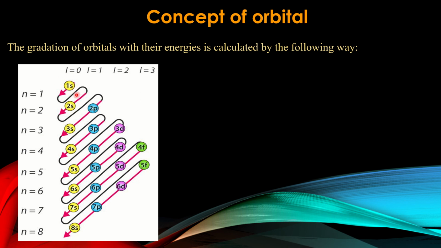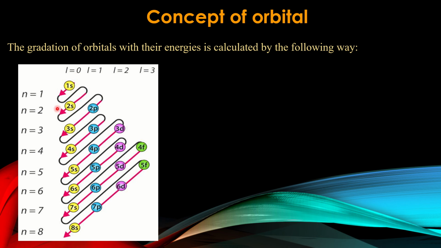At first you will write 1s, and 2s just below 1s, then 2p side by side, then 3s, 3p, 3d, 4s, 4p, 4d, 4f, 5s, 5p, 5d, 5f, 6s, 6p, 6d. You can write here 6f, but no need to write. Or you can write 7s, 7p, 7d, 7f. You can write 8s. No need to write other orbitals because for configuring the electrons of 118 elements, no more orbital is needed. Now you will cut the orbitals in this way by using a scale.